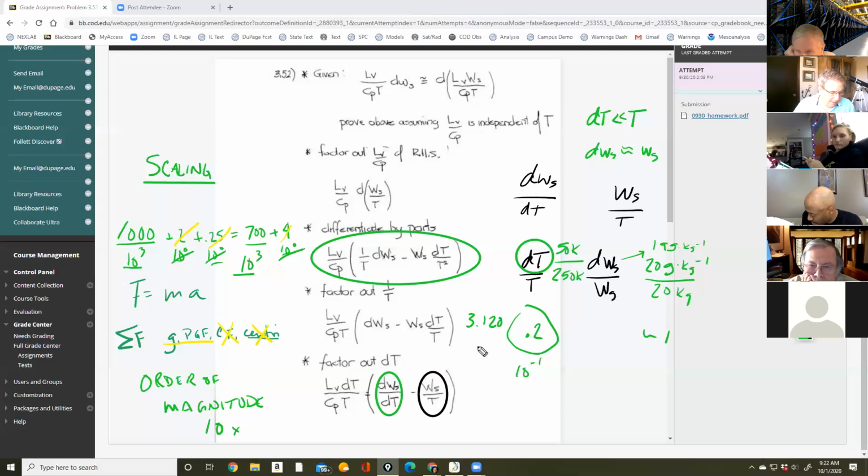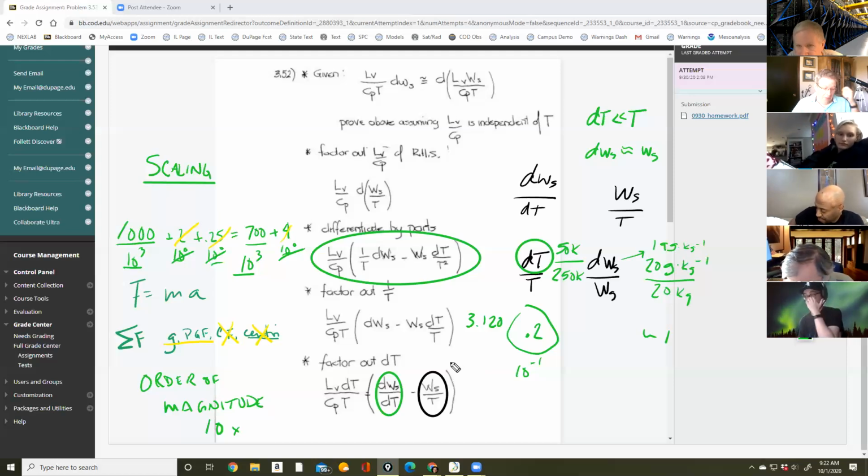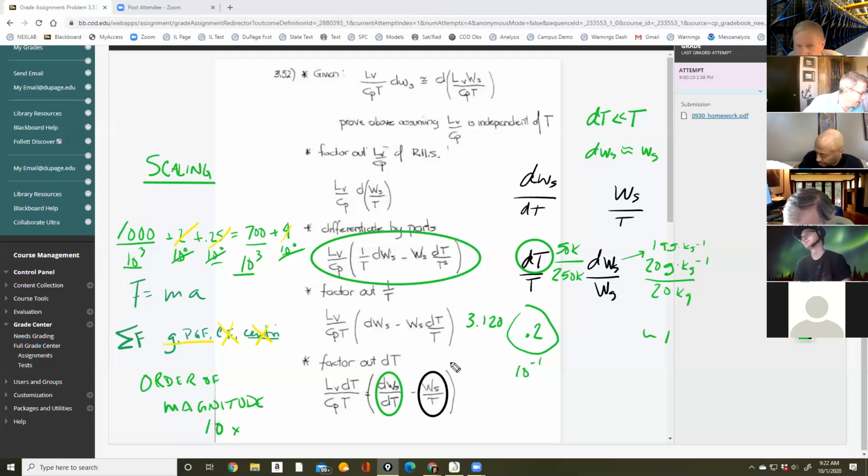Again, the change in capacity, dW sub S, and W sub S are about the same. So you're assuming the numerator is about the same order of magnitude. But the change in the temperature is a lot smaller than the actual temperature. Therefore, the ratio is a lot bigger. Are you seeing that in the book on equation 3.121? Okay.